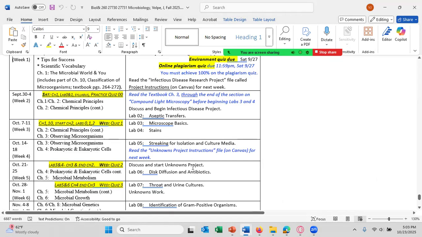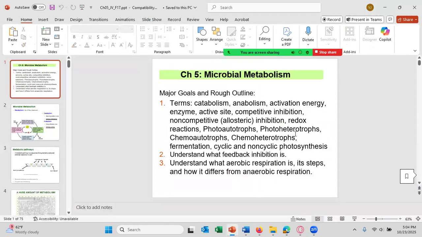All right, so today is October 23rd, and we are supposed to be starting chapter 5, microbial metabolism. Any questions about anything? Chapter 5, Microbial Metabolism. This slide is giving you the major goals in a rough outline.